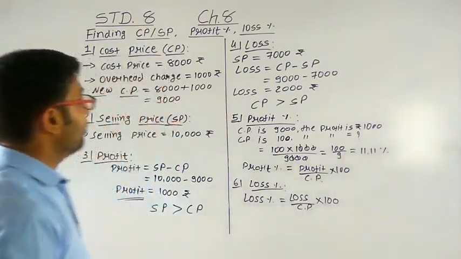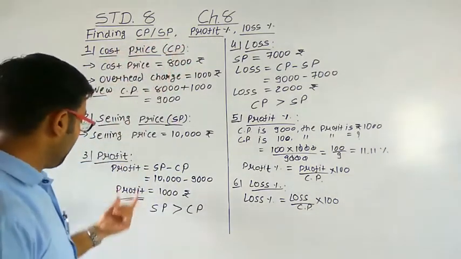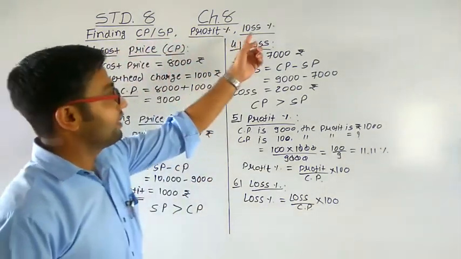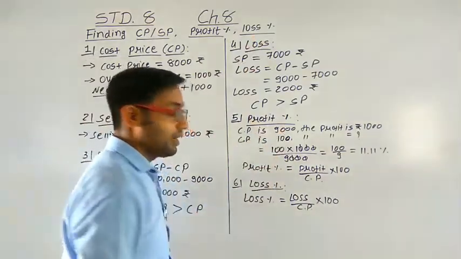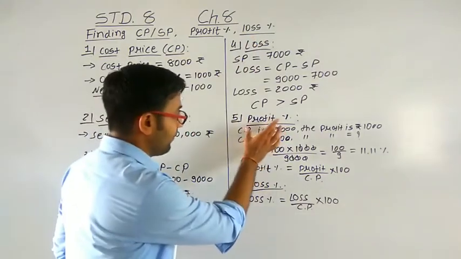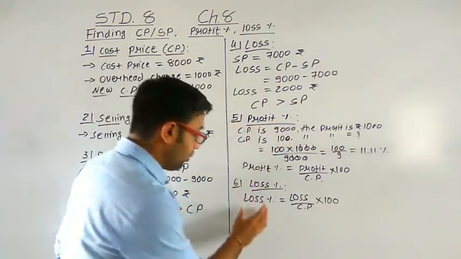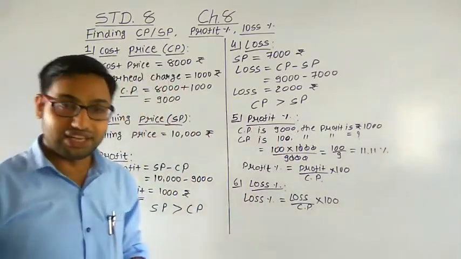So this is all the basic things about the cost price, selling price, how to find out the profit, how to find out the loss, how to find out the profit percentage, and how to find out the loss percentage. Do not confuse profit with profit percentage, or loss with loss percentage. Okay? So this is all about this lecture.